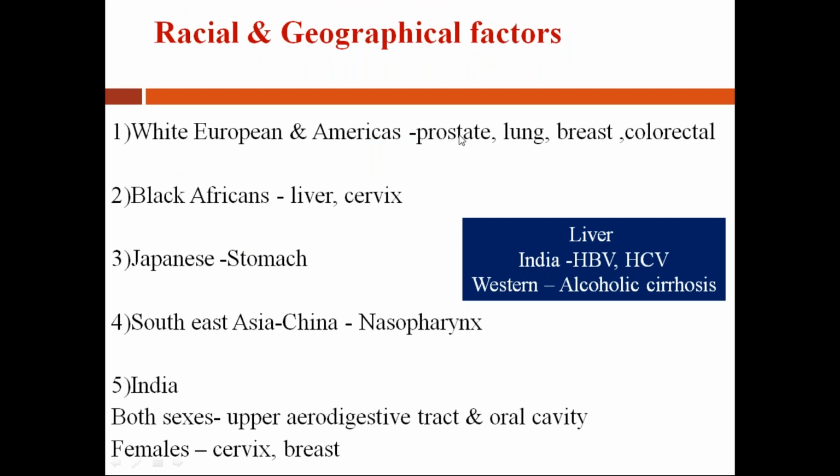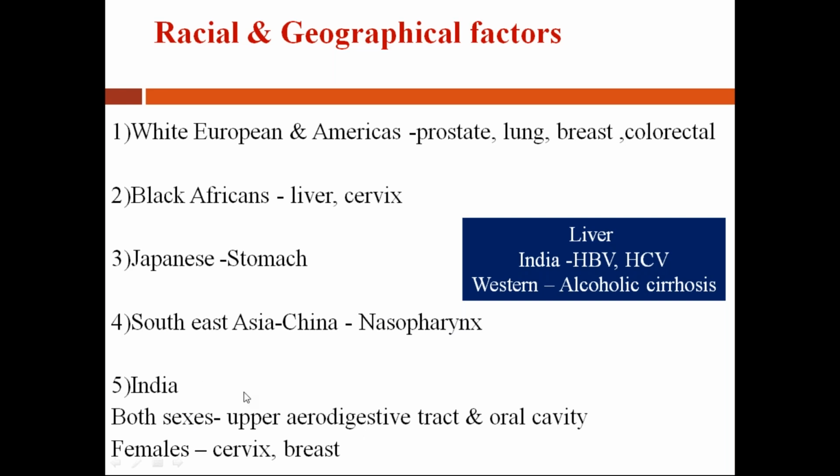Now racial and geographical factors. This is the survey they usually do. The cancer survey is usually done worldwide, and they found out which cancer is more common in which racial and geographical area. So all these cancers are common in white Europeans and Americans, liver and cervical cancer in Africans, stomach cancer in Japan, nasopharyngeal cancer in China.